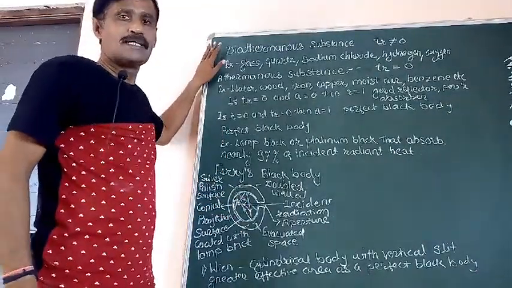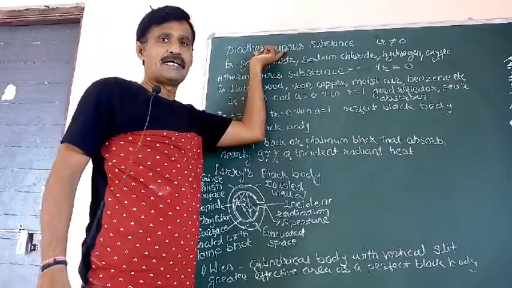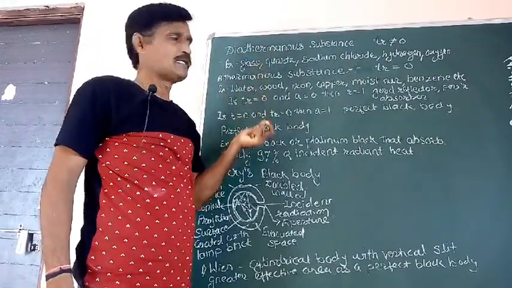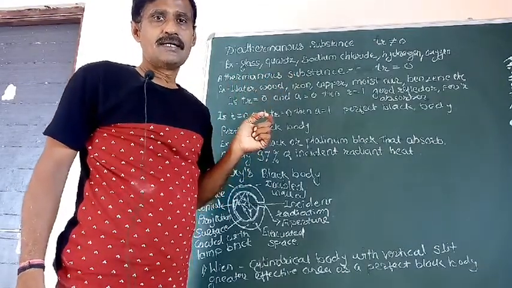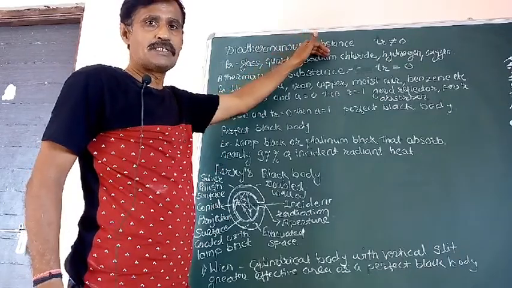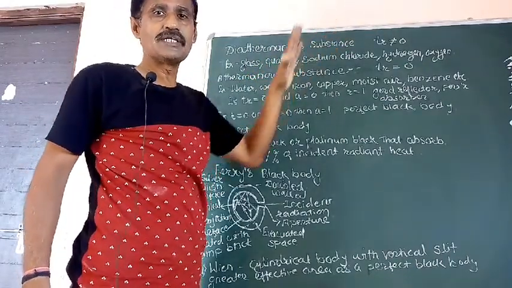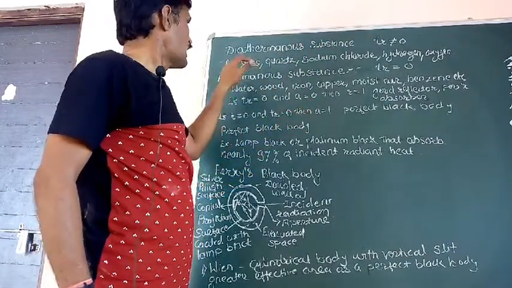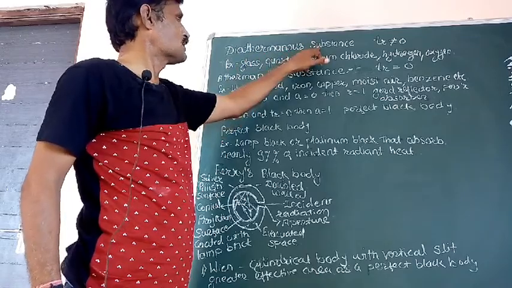Now, there are two types of substance. First is diathermanous substance and second is athermanous substance. The substance which transmits the heat radiation incident on it is called diathermanous substance.